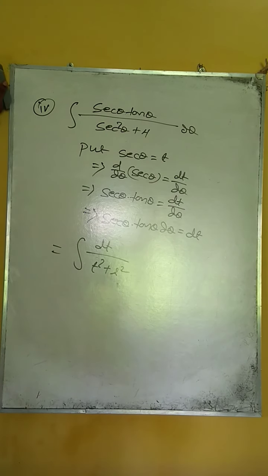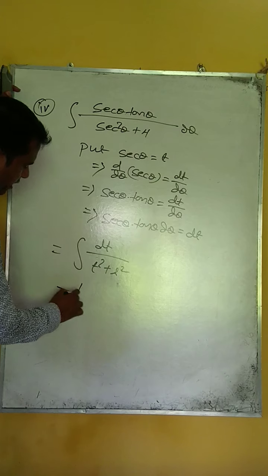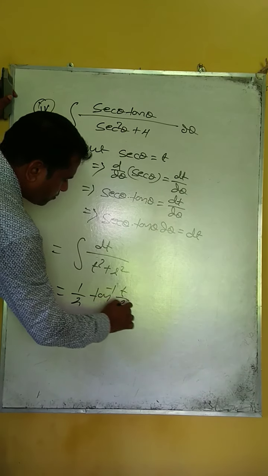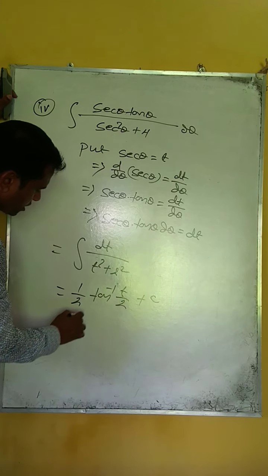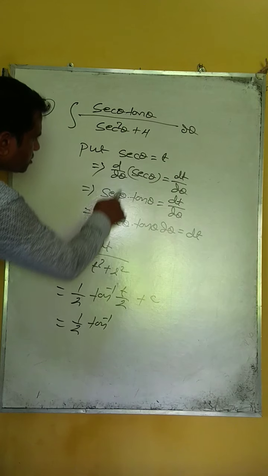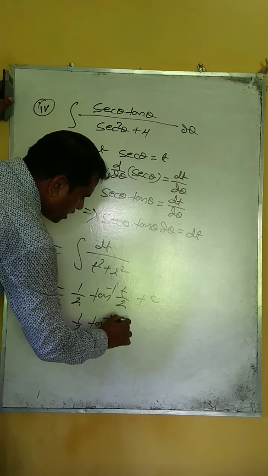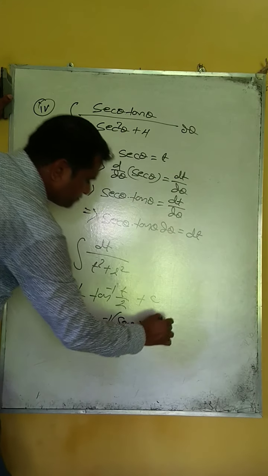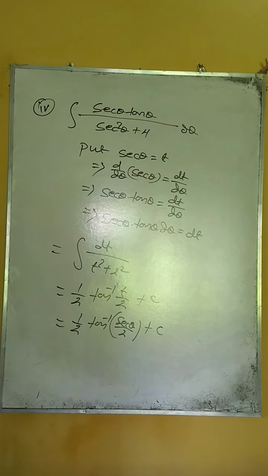Okay. That means dx by x square plus a square. So we write here 1 by 2 tan inverse t by 2 plus c. In place of t, we put sec theta, so 1 by 2 tan inverse sec theta by 2 plus c. Okay. Next, another problem. B.